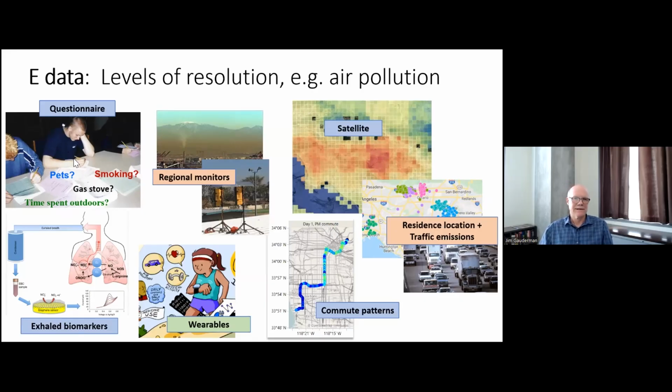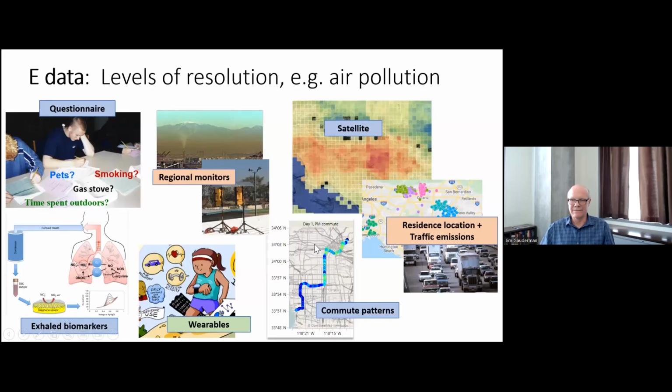And so it ranges in the upper left here from fairly crude things like kids filling out questionnaires about smoking habits or housing characteristics to regional monitors that give you a measurement, good time resolution, but spatial resolution just capturing general haze. Satellite measurements now getting a little more refined. We can geocode people, look at how close they live to freeways, maybe overlay some models for tailpipe emissions and try to personalize some effect estimates, or some exposure estimates.